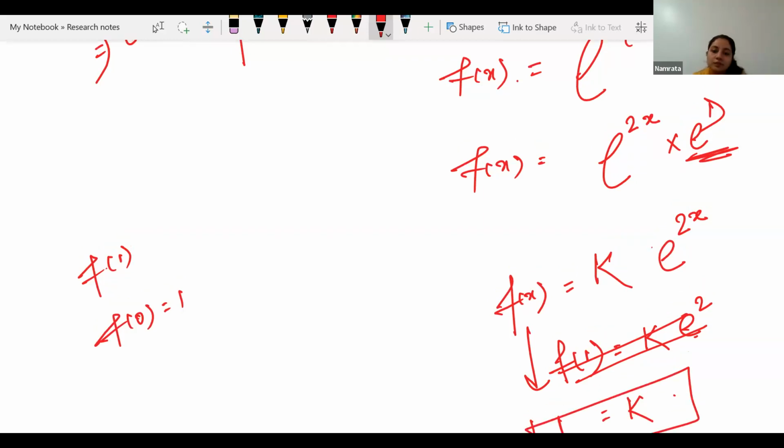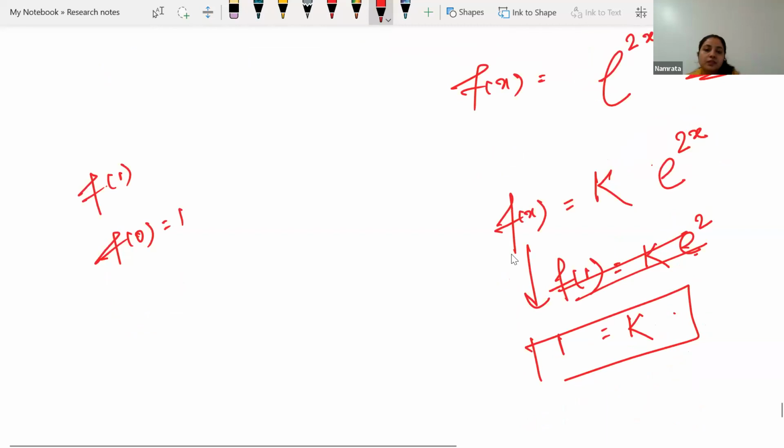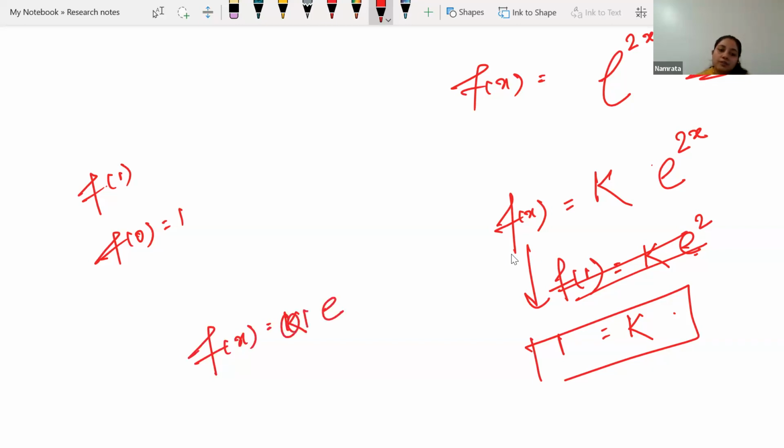Can you see it? Yes. So we will have f of x is equal to k e to the power 2x, k is 1, so only e to the power 2x we are having. Now we have to find f of 1 over here. So x we will take 1 over here. F of 1 will be e to the power 2 only.